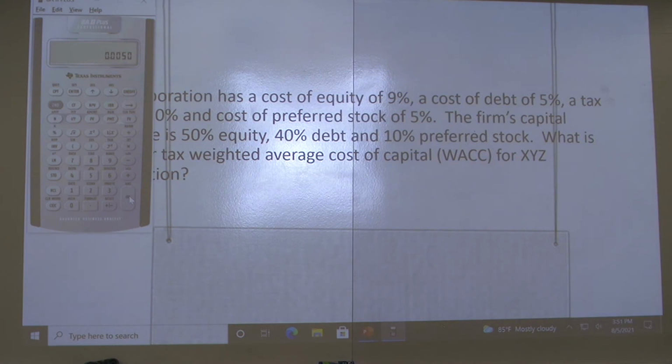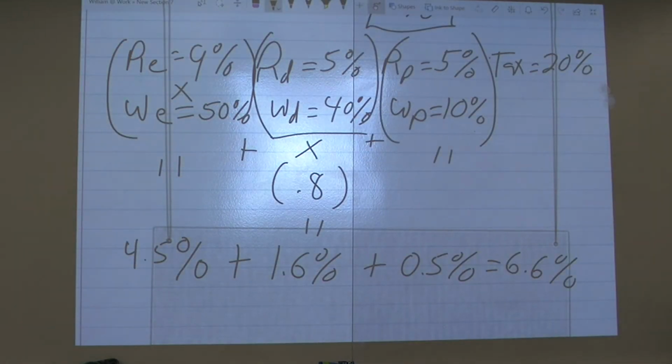And so we add all those up, so we have 0.005 plus 0.045 plus 0.016. Our weighted average cost of capital for this XYZ Corporation is 6.6%. So we'll go back to our writing it out.